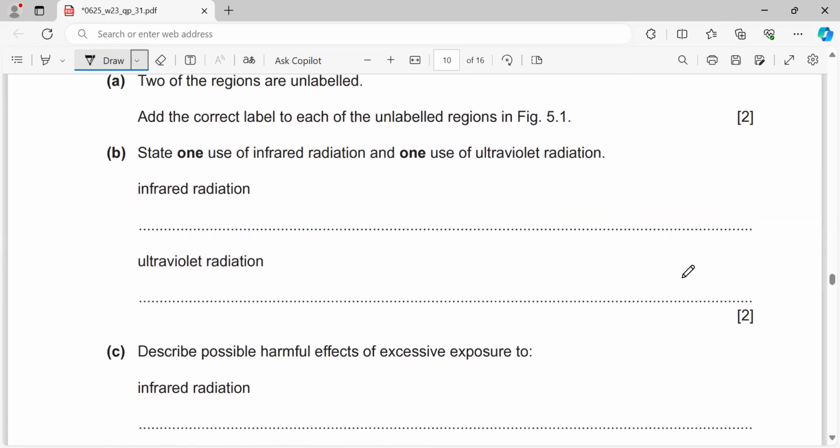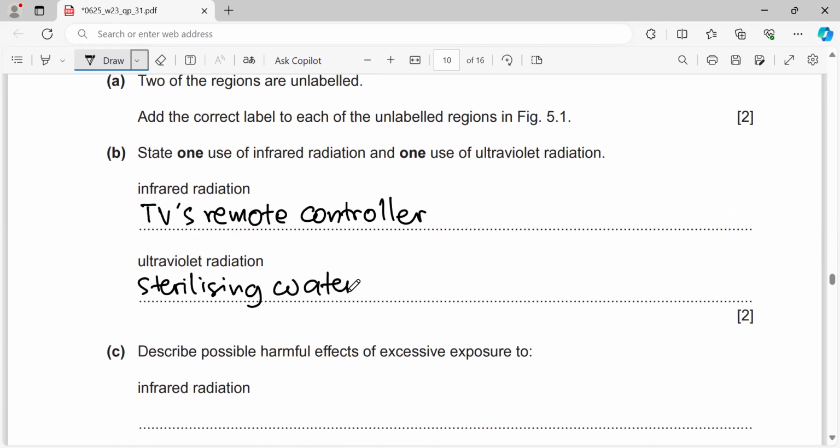State one use of infrared radiation and one use of ultraviolet radiation. Infrared is used for a TV remote controller, while ultraviolet radiation is used for sterilizing water or food, for example, mineral water.